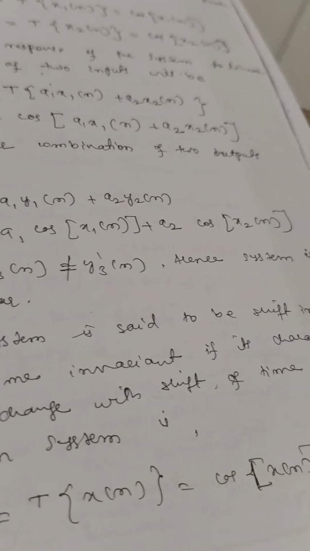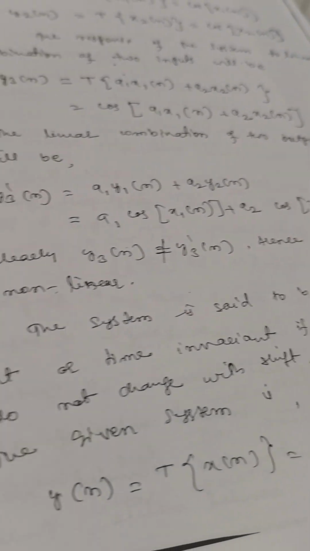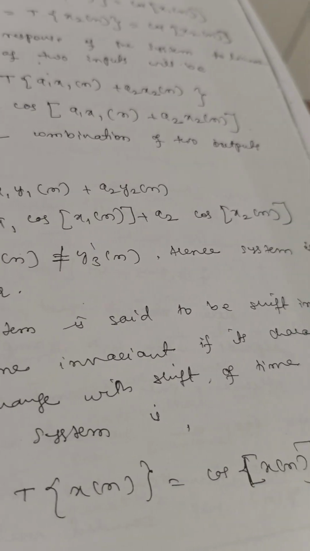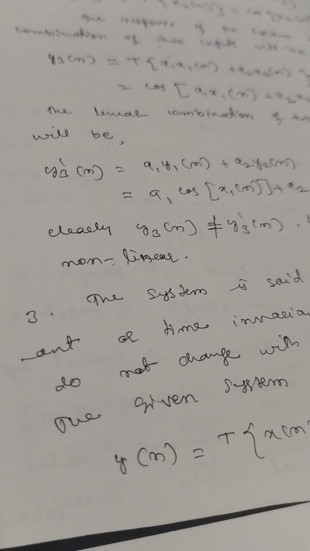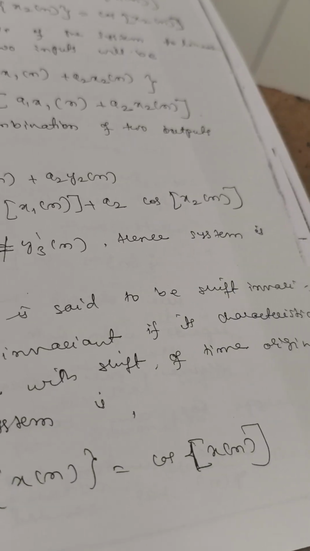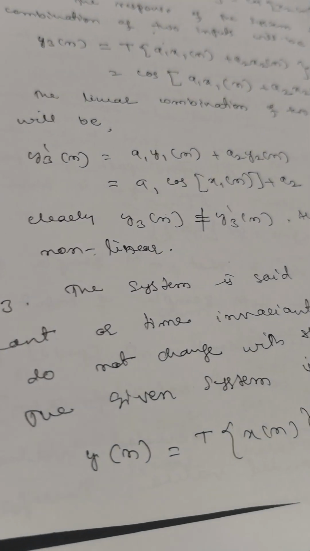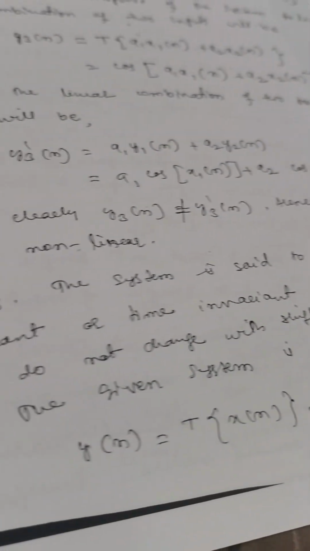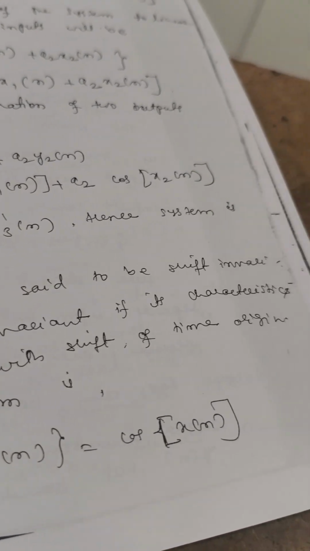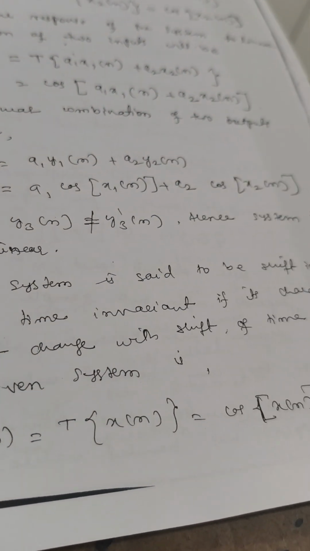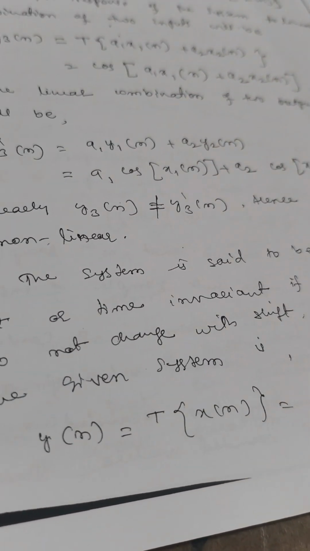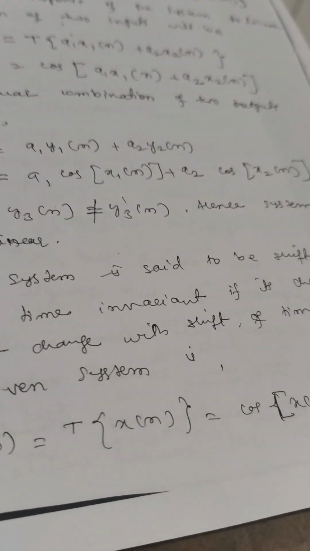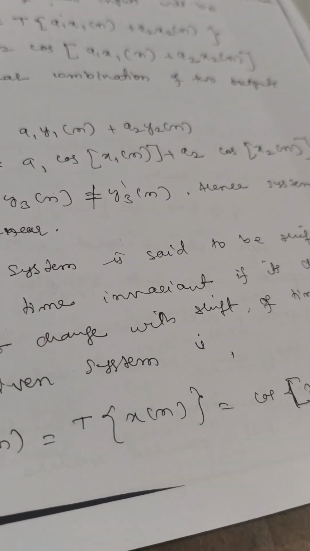Similarly, the system is said to be shift invariant or time invariant if its characteristics do not change with shift of time. That means if there is a shift in the input, there should be a corresponding shift in the output, then such systems are called time invariant. If there is a change, then such systems are called time variant.